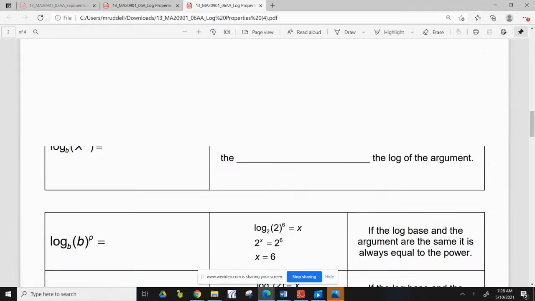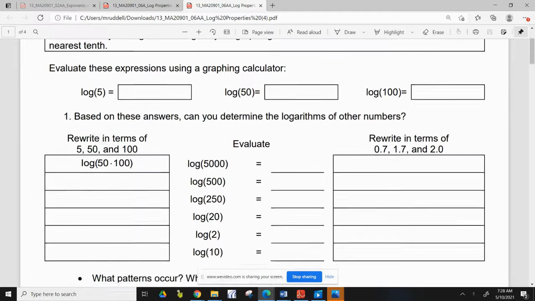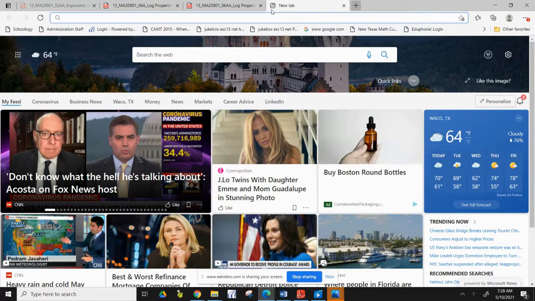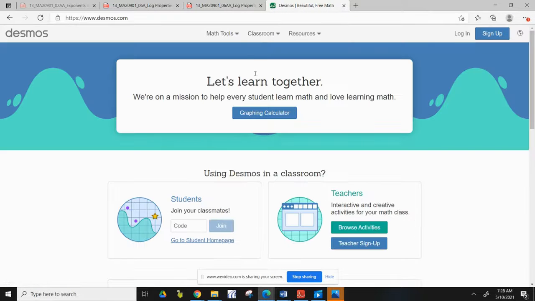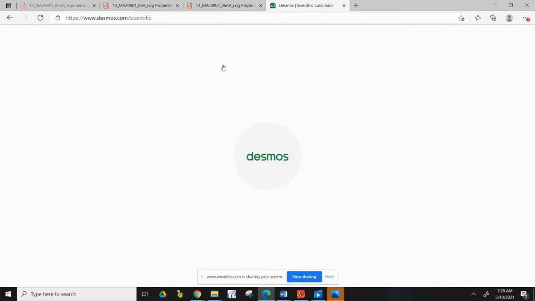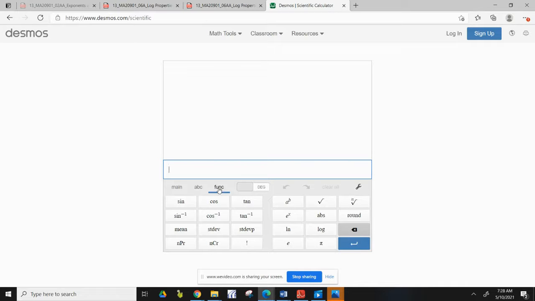So today we're looking at properties of logarithms. If you will use the Desmos Scientific Calculator, that works really well here instead of Desmos Graphing. If you go to desmos.com, instead of Graphing Calculator, go to Math Tools up here at the top and click Scientific. To get to logarithms, you go to Function right here, and here's the key for log. If you needed natural log with a base of e, it's here.